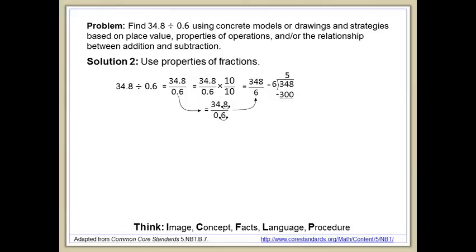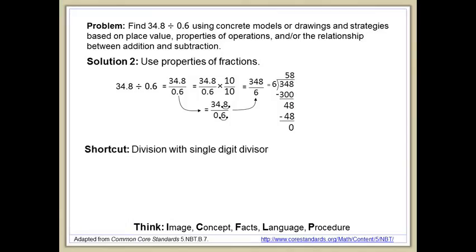And we'll subtract that 300, because we've used up that many units, from 348, and we have 48 left. And then we see how many times does 6 go into 48, and the answer, of course, is 8. And 8 times 6 is exactly 48, so we have no remainder, and we've got our answer of 58, which is what we had before.